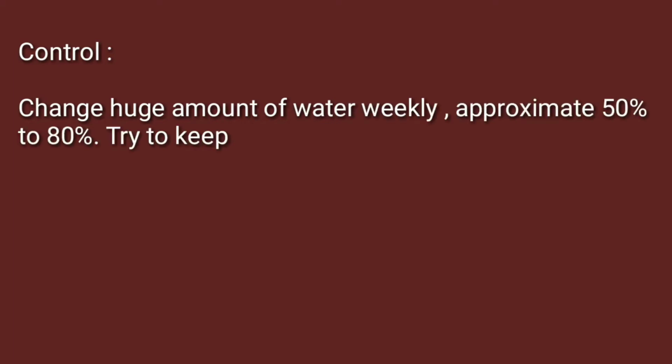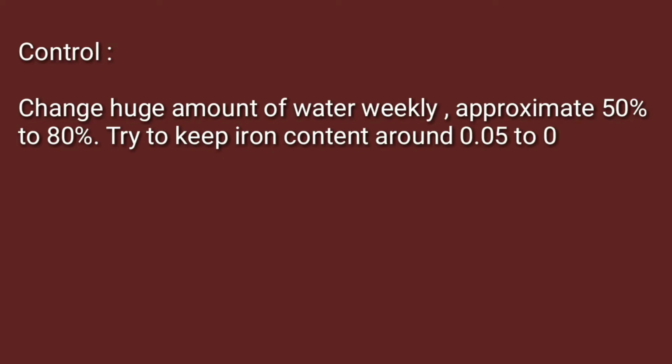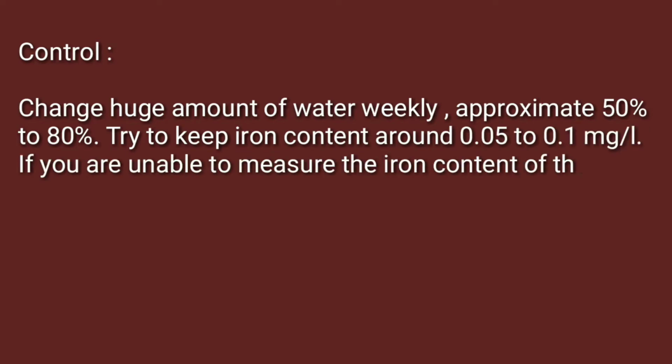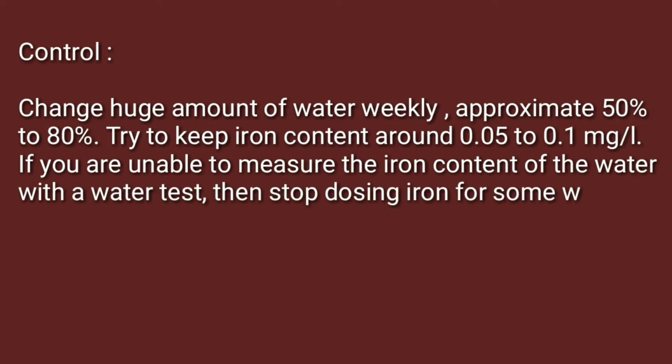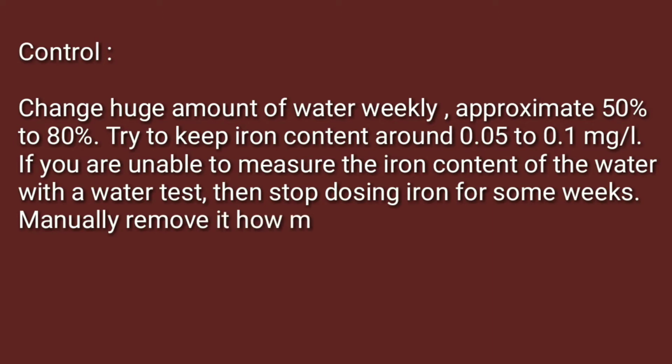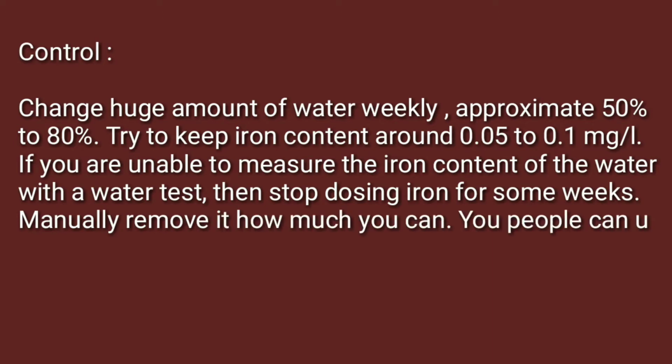Control: change a huge amount of water weekly, approximately 50% to 80%. Try to keep iron content around 0.05 to 0.1 mg per liter. If you are unable to measure the iron content of the water with a water test, then stop dosing iron for some weeks. Manually remove it, as much as you can.